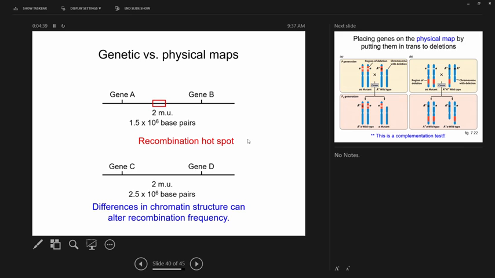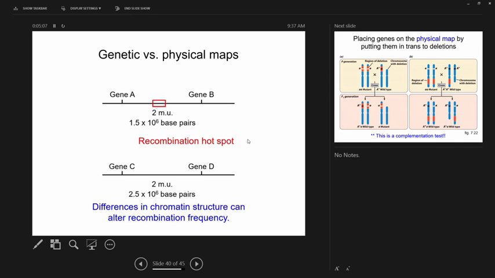And for these, this one is a recombination hotspot. So a recombination hotspot makes this distance, which is 1 million bases smaller, appear the same as this one. So an artificially high amount of recombination here due to the recombination hotspot is actually making genes A and B look farther apart than they really are.